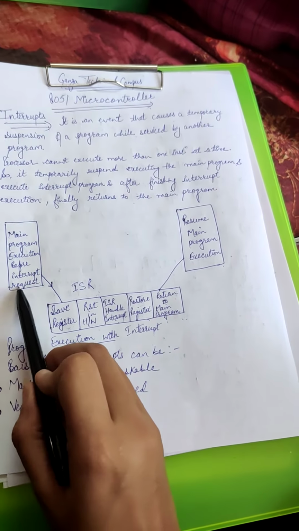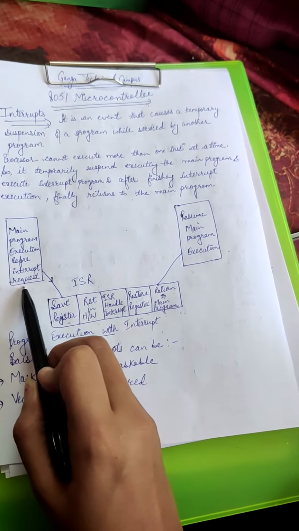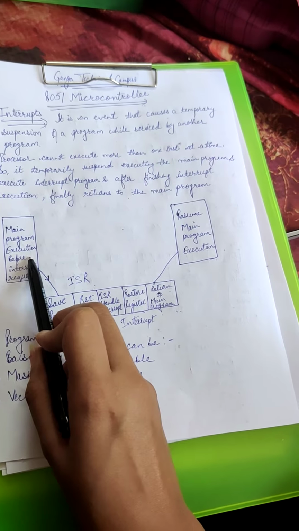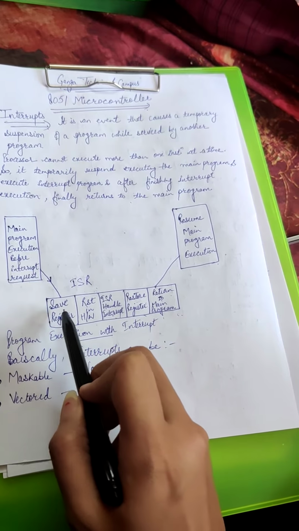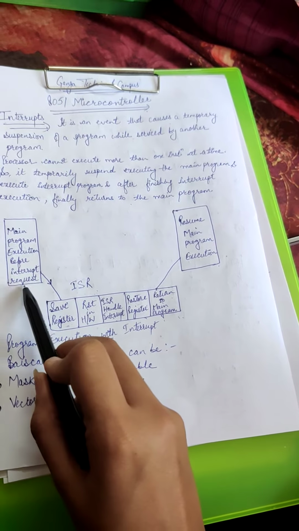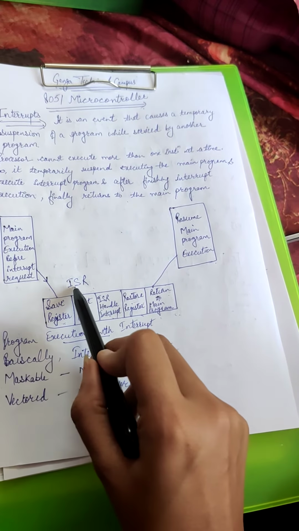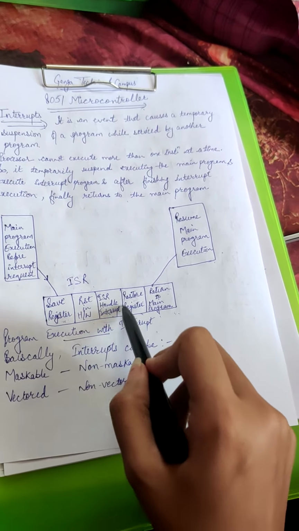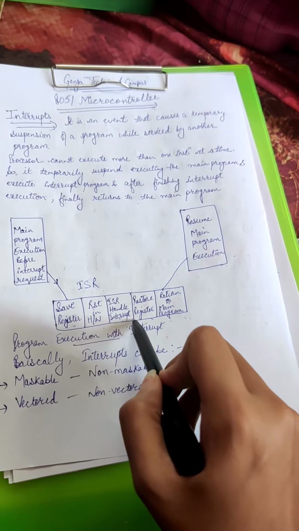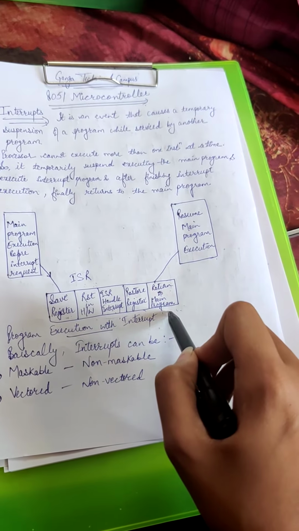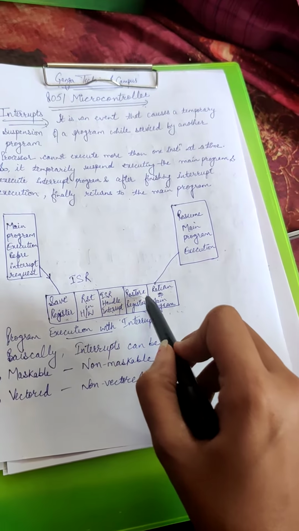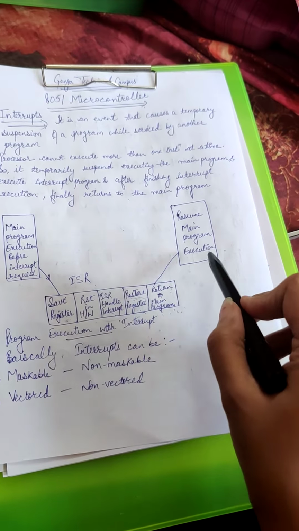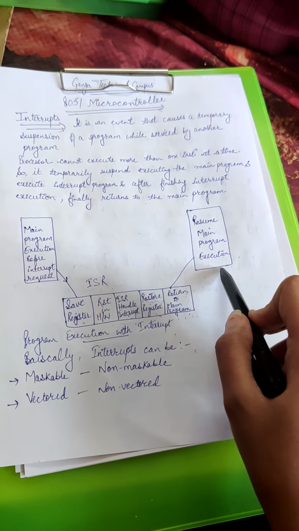When we are executing the main program and we get an interrupt request, we have to stop the execution of the main program. So we store that address in the register and start executing that interrupt with the help of the interrupt service routine. Then after executing this interrupt with the help of this routine, we have to continue to execute our main program. So we have to restore that address from that register and return to the main program and then execute it.